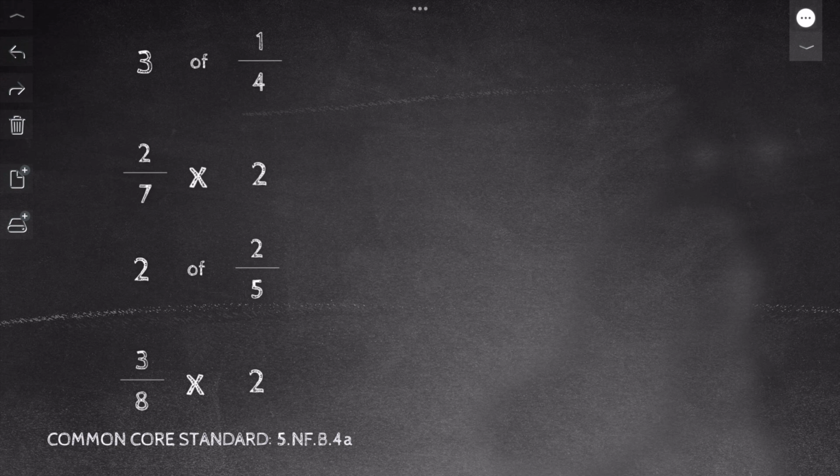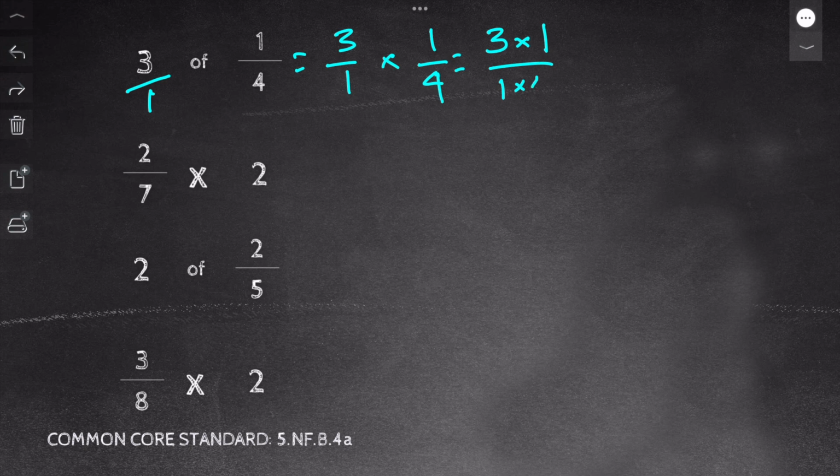First, I turn my whole number into an improper fraction by putting a 1 under it. I like to rewrite my problem out as 3 over 1 times 1 over 4. Now I multiply straight across. Sometimes you'll see people rewrite their fraction like this. Both of them are acceptable and fine. So now you multiply straight across, so 3 times 1 equals 3, and 1 times 4 equals 4. So my answer is 3/4.